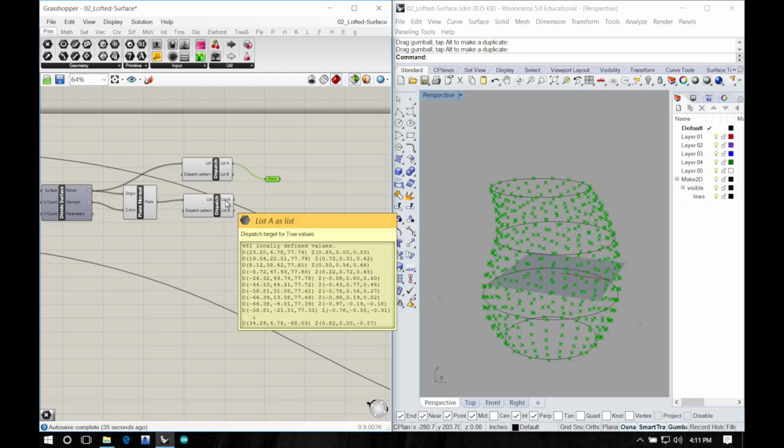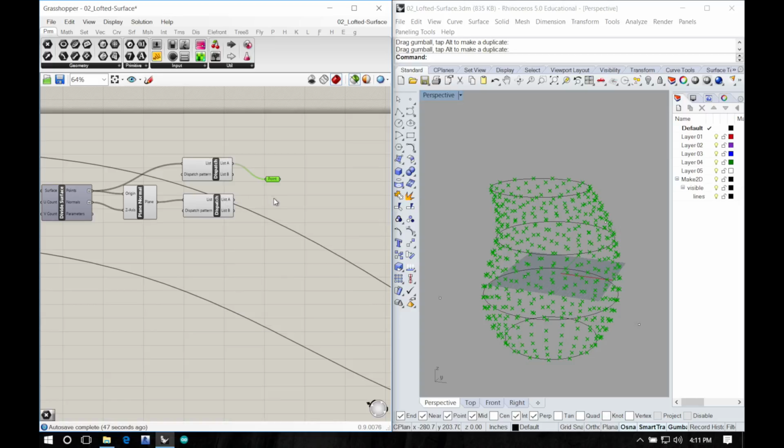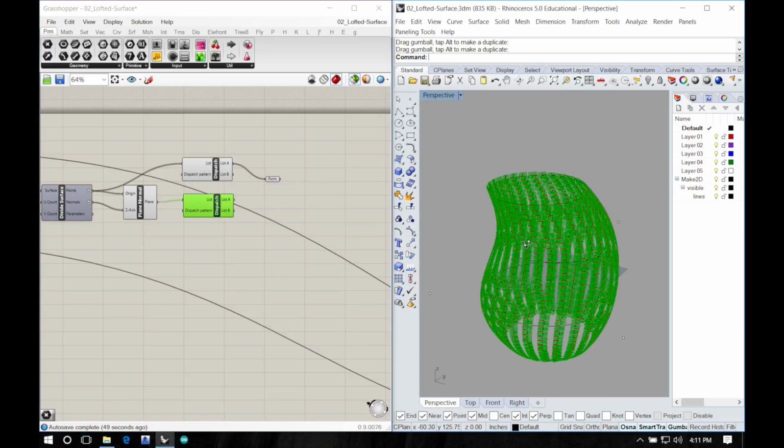So now you can see that we have the same number of values in each, 481, right? We have 481 in our first list. And it's just important to think about what's going to be going on at each one of those points and how we can manipulate that.